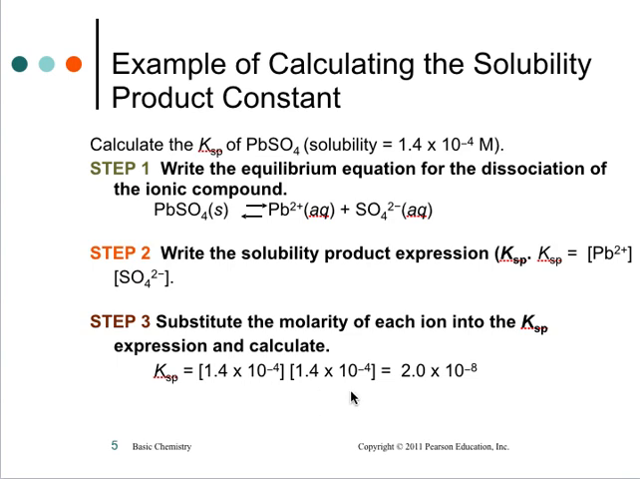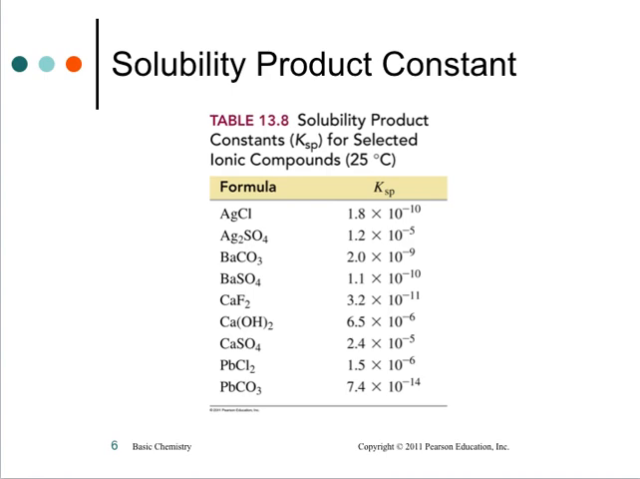And so when you multiply this out, the Ksp is 2 times 10 to the negative 8. Now that's a very small number. That means the amount of ions in the water is very, very small, which implies that what's actually sitting in the water is mostly the solid. Okay. So here's the solubility of some various ionic compounds. Most of these we learned as insoluble.